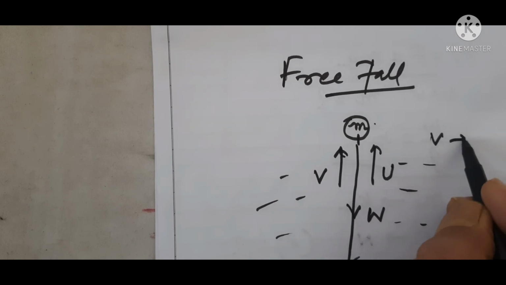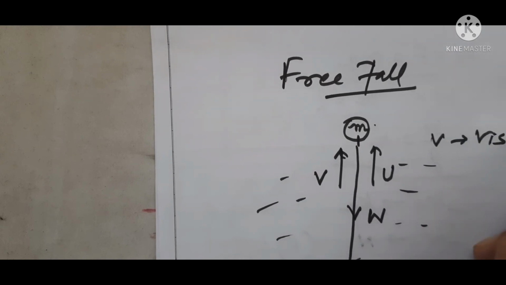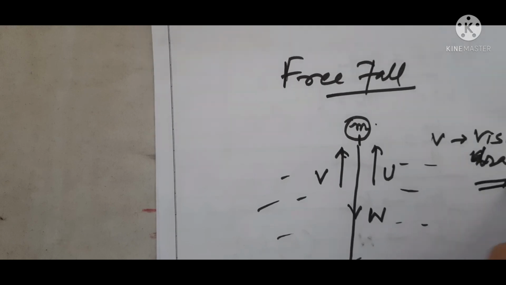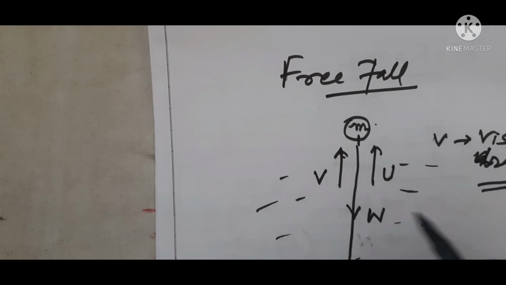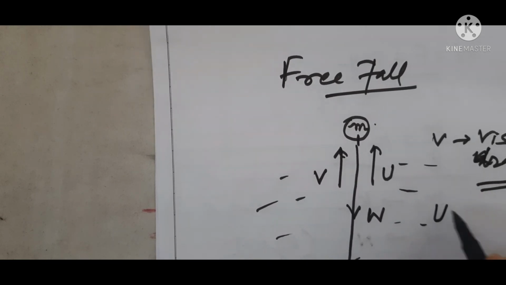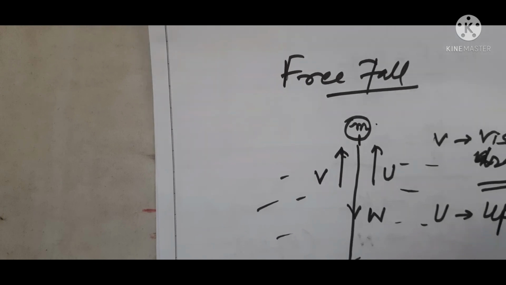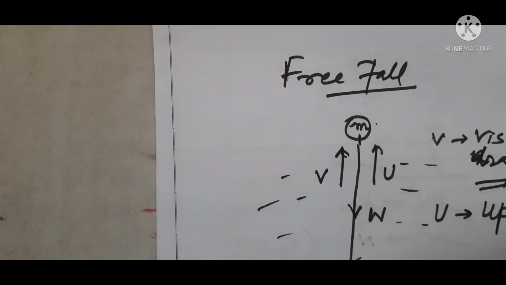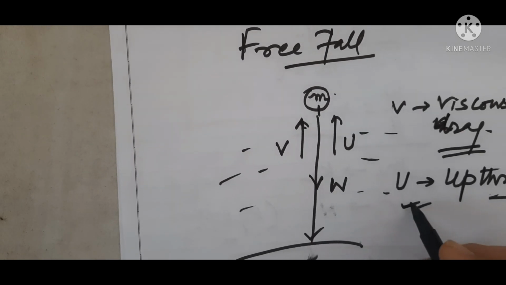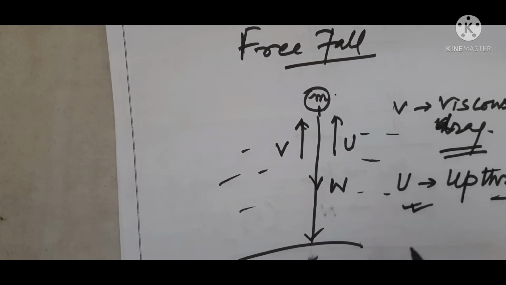V stands for the viscous drag, which you will go through in standard 9. When the medium is there, viscous drag is there. You can say the resistance offered by the different layers of air is the viscous drag. And U is the upthrust or buoyant force. Now you had already gone through the idea of upthrust in class 8 also.